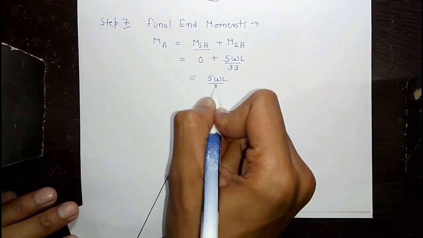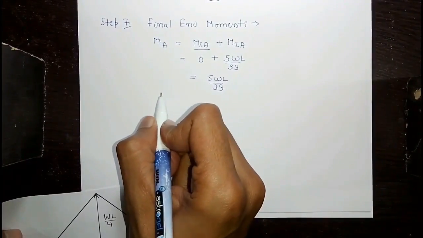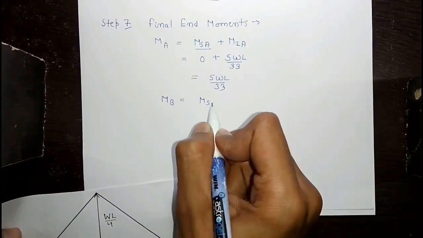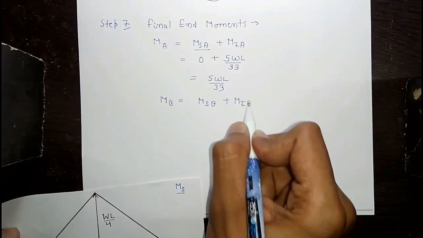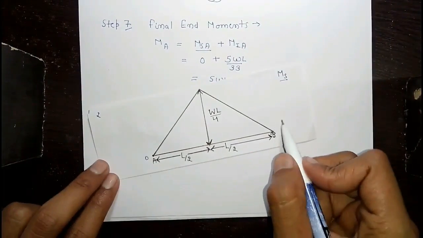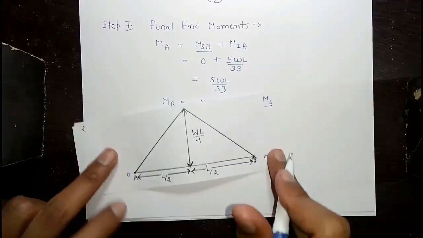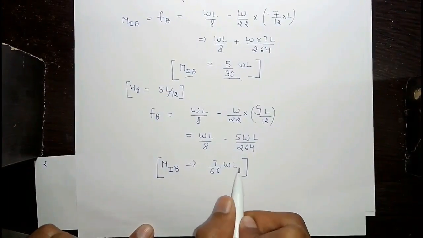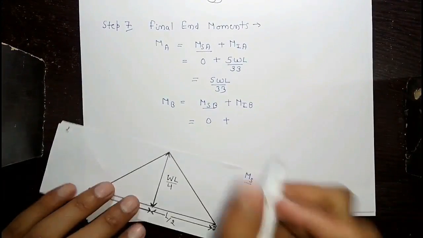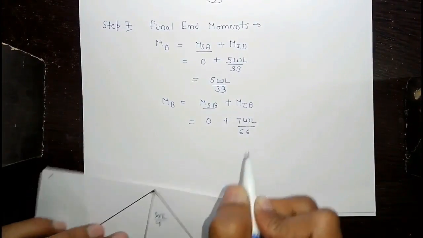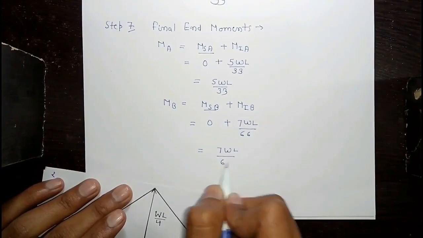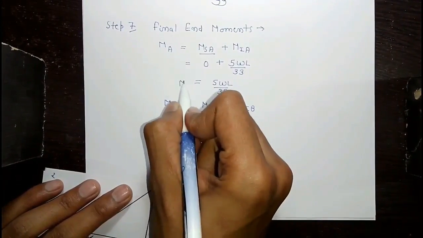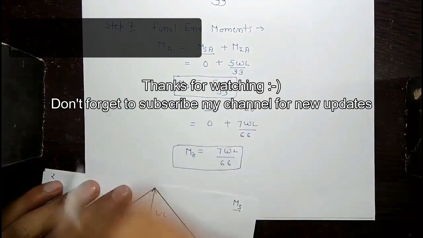So it will be equal to 5WL divided by 33, and M at B is equal to Ms at B plus Mi at B. Ms at B again is 0 by the static bending moment diagram, and Mi at B is 7WL divided by 66. So it will be equal to 7WL divided by 66. These are the end moments at B and at A. Thank you.